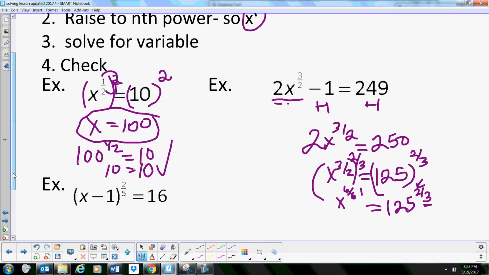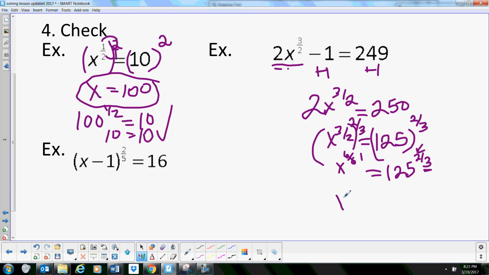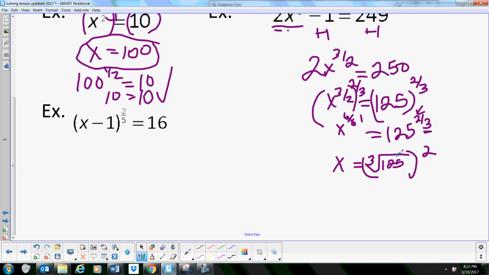Okay, so if we need to, we can rewrite it as a radical. So remember, this is the cube root of 125. And we're taking that answer and we're squaring it. So the cube root of 125 is, if you can do a factor tree, but you probably need to know those. We've talked about that. You need to have those memorized. And that is 5, and 5 squared is 25. So there is our answer, 25.